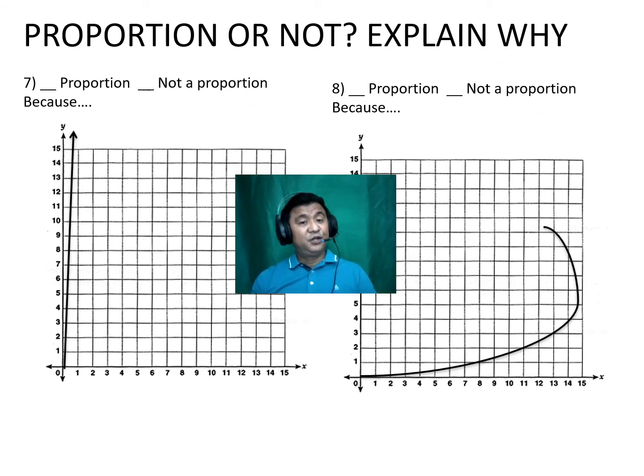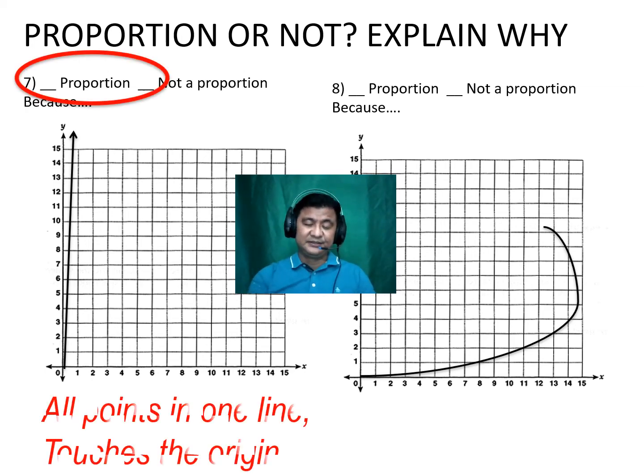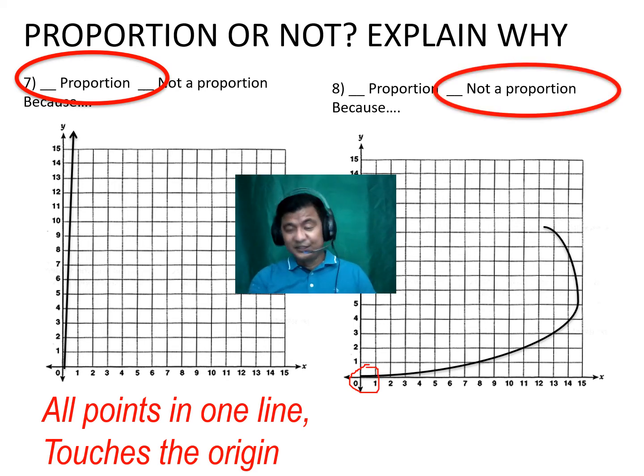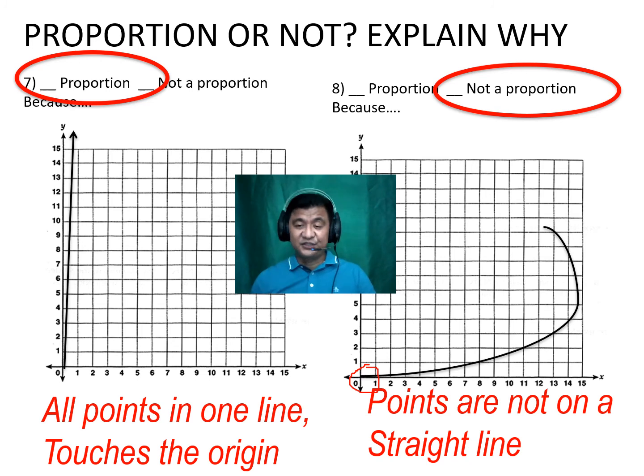Number 7, pause. Answer, here we go. Proportion. Yes, it met the two conditions. Number 8, touches the origin. Pause. Answer, not a proportion because it's curved. It's not in a straight line.